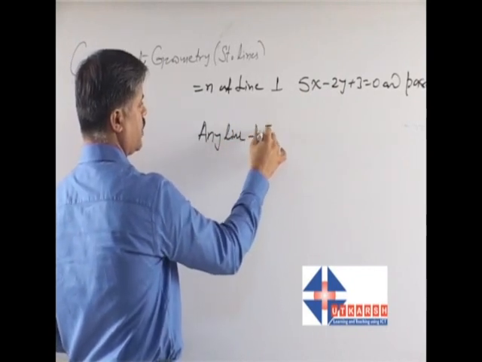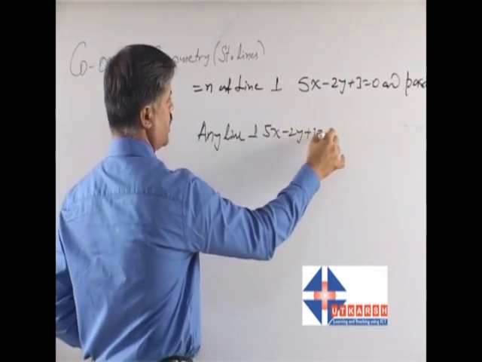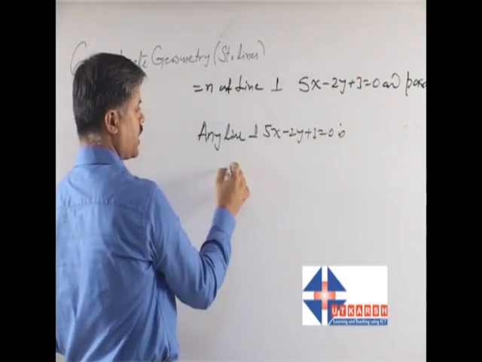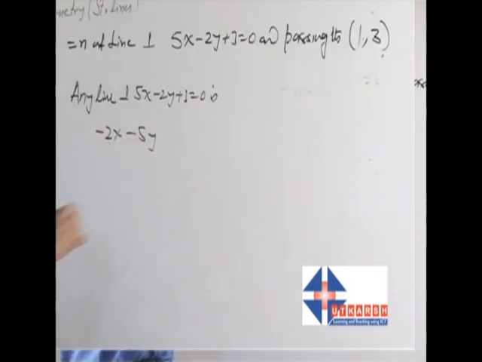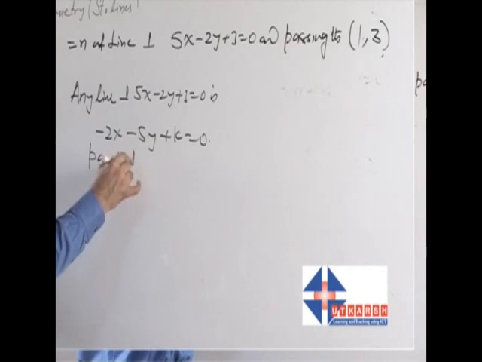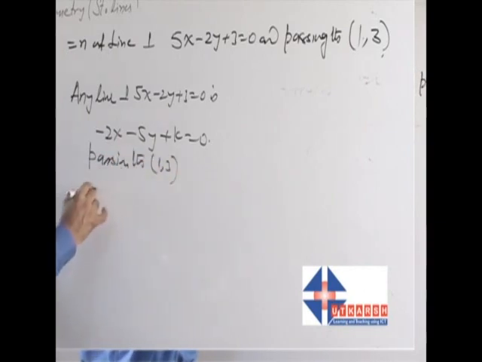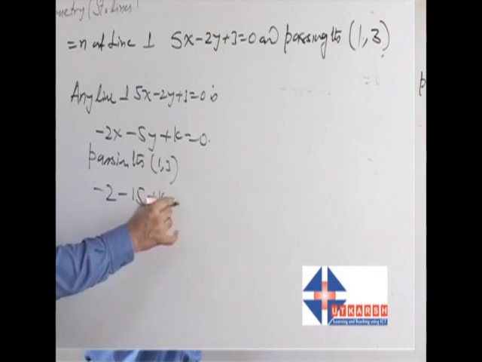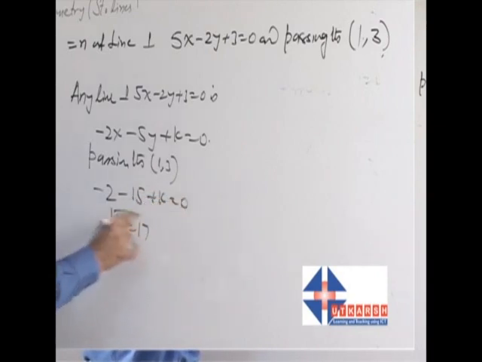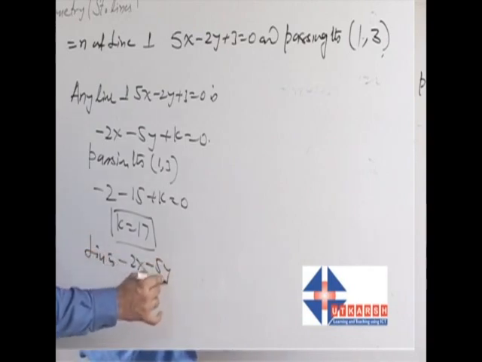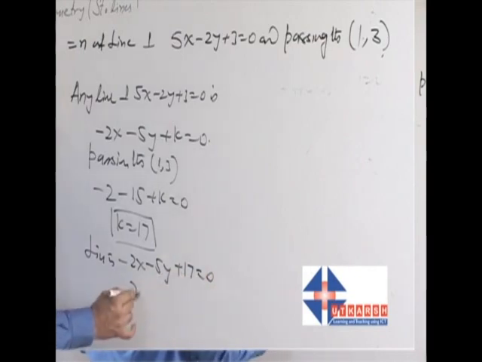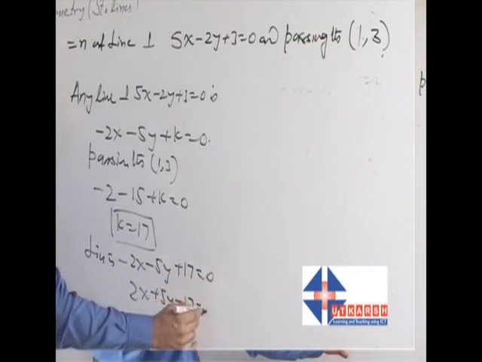हाँ, स्लोप इज now any line perpendicular to 5x minus 2y plus 3 is equal to 0 is, माइनस को इधर लेके आओ, माइनस 2x 5y, बीच का साइन चेंज करते हैं, माइनस 5y प्लस k is equal to 0. This will be the line. Okay, passing through 1 3, 1 3 यहाँ रिप्लेस करो, माइनस 2 माइनस 15 प्लस k is equal to 0. So k is equal to 17. So line is minus 2x minus 5y plus 17 is equal to 0, or 2x plus 5y minus 17 is equal to 0.